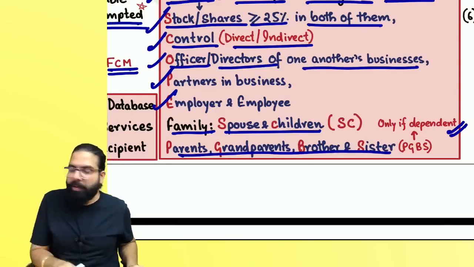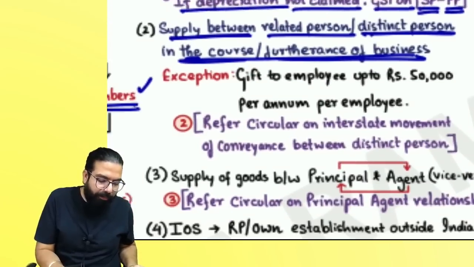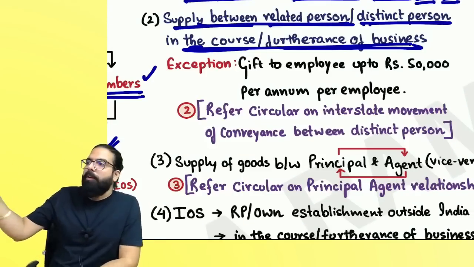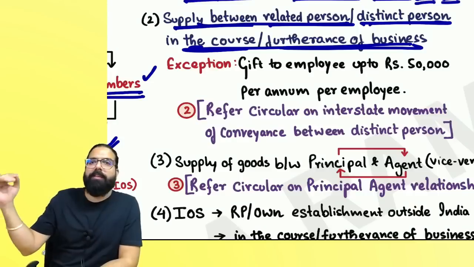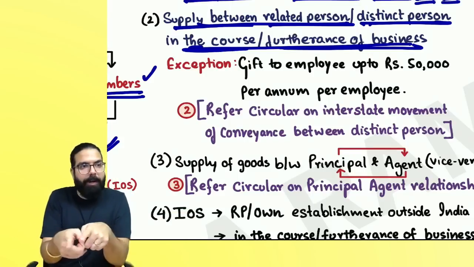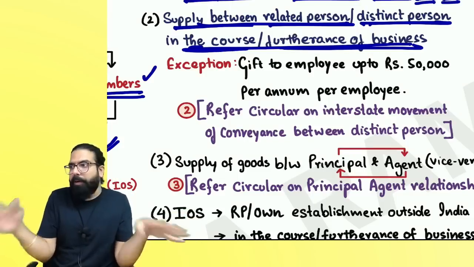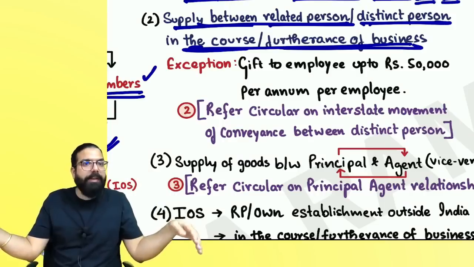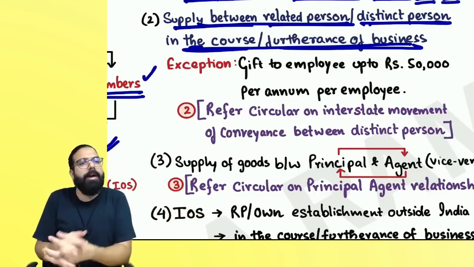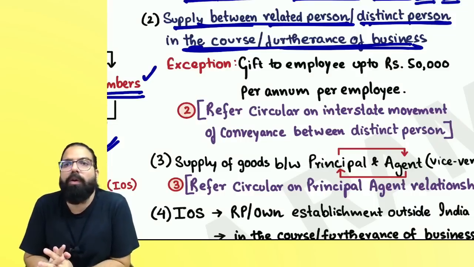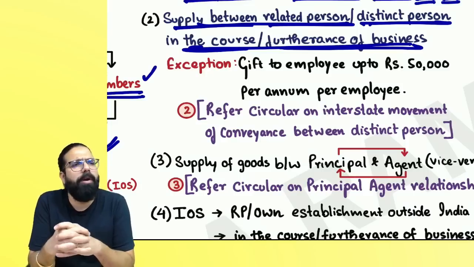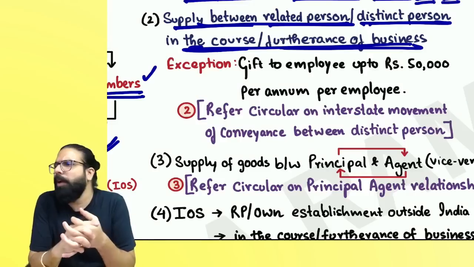I hope everyone is clear. Everyone, listen to me very carefully. Whenever you are supplying to a related person, it means scope plus family plus sole agent. S means shares greater than or equal to 25% in both of them. Then remember, these two will become related persons. If I am holding 25% in this and 25% in this, I will not become related to them, but both of them will become related. C for control, O for officer or director, P for partner, E for employer and employee are always related persons.